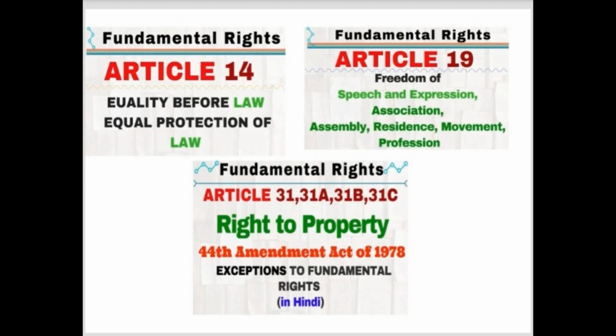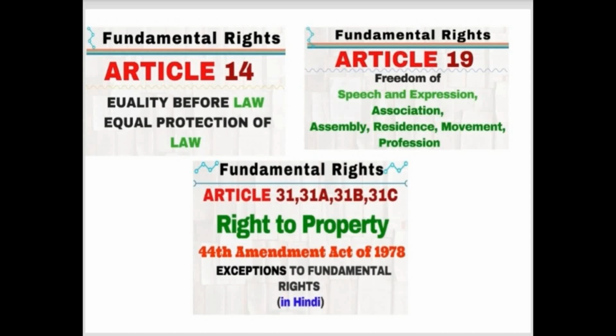So what are these Articles 14, 19 and 31? They are basic fundamental rights. Article 14 talks about equality before law and equal protection of law, and Article 19 gives us the sixth freedom, freedom of speech, expression, and all these things. And Article 31 deals with the right to property. Later, the right to property was removed, but there are other such things in these articles.